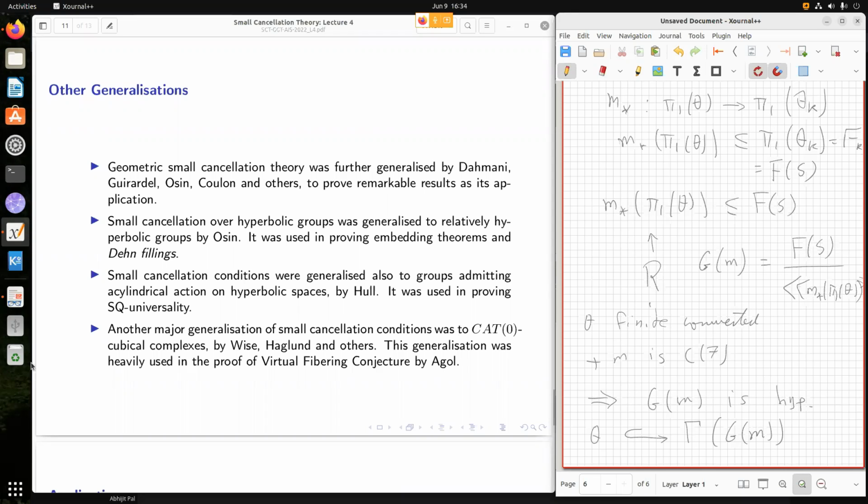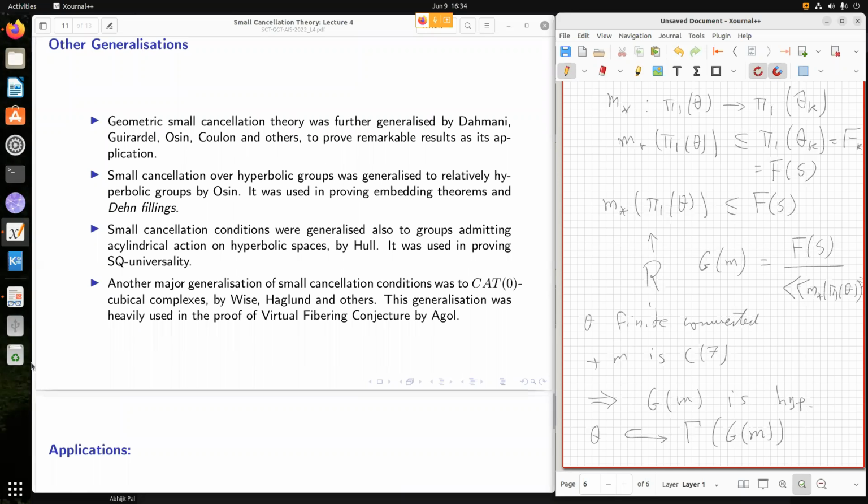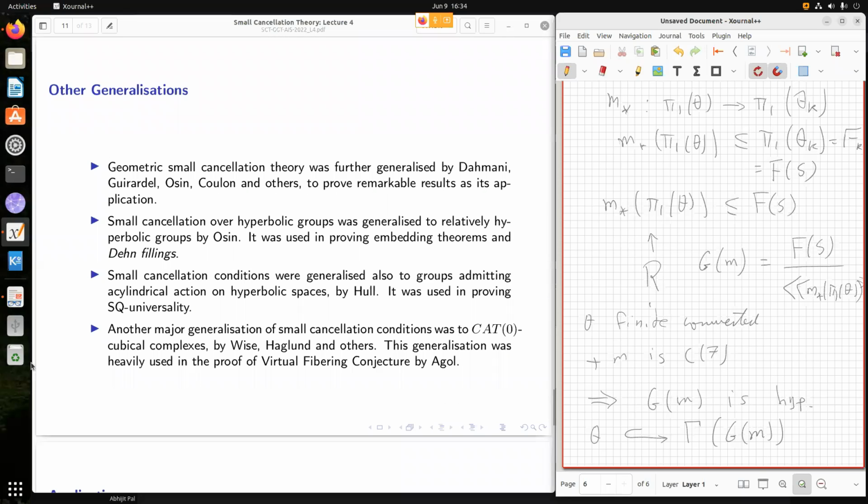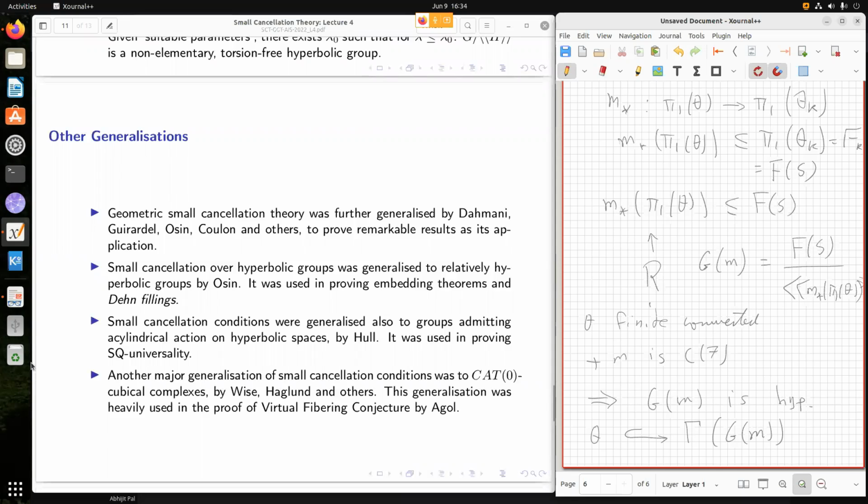So can you say something about the limit group? I mean, what property? Yeah, I will tell about the limit group. So in certain cases, they are... I will talk about it. Let me first talk about the other generalizations that I had planned to mention. I won't be saying any mathematics, just a survey of existing results in this direction.